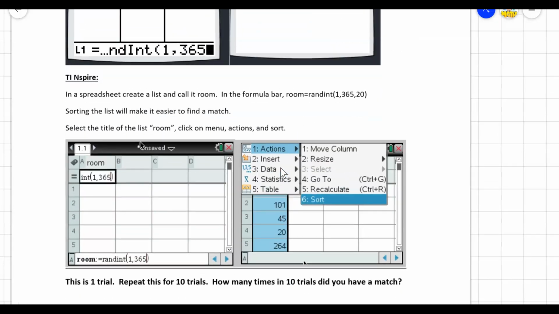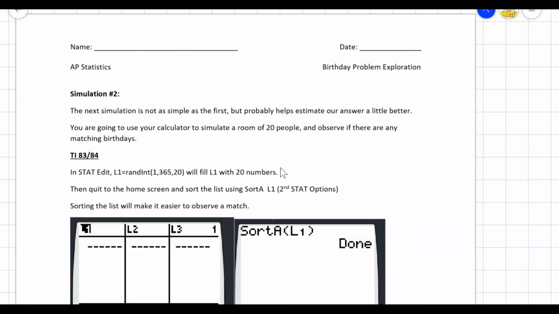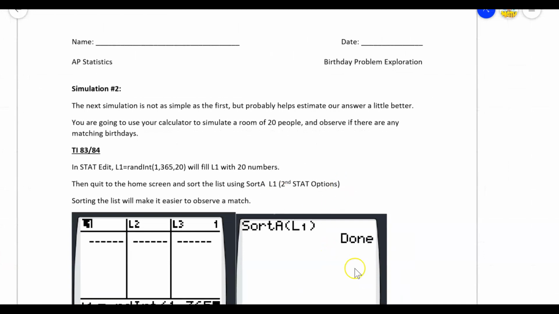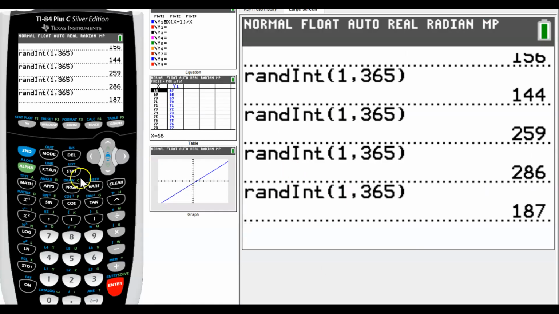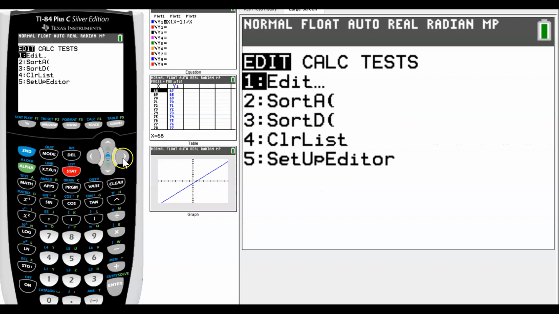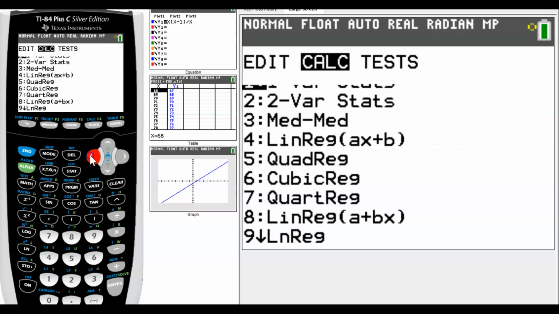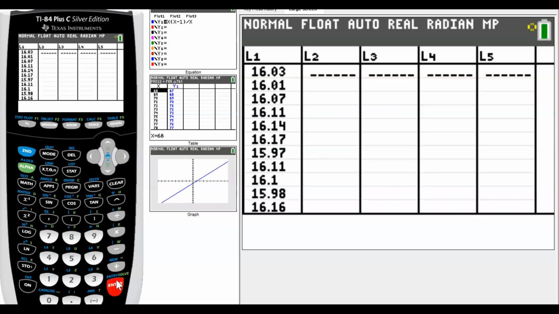If you want to try this on your TI Nspire, the directions are here in the document, and I've posted this in our Schoology page right next to the video. So I'm going to go to my calculator. This time I'm going to go to Stat and Edit. I'm going to make use of my Lists feature in my calculator.